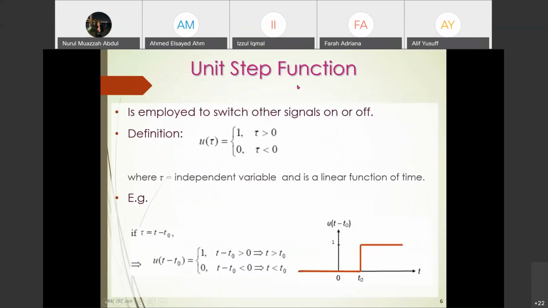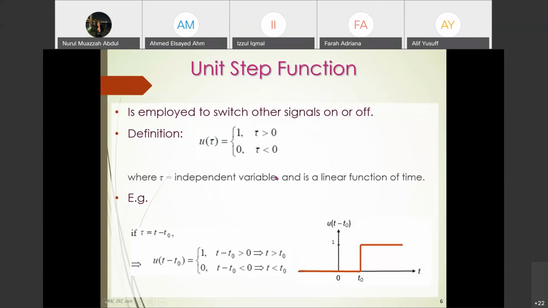Moving on to the first important function. Can you see the whole screen, right? For unit step function, this is the first basic function. When we say unit step, that is why the shape here is like a step, one step of the stairs. So it's employed to switch other signals on or off. By definition, you can also put a tau here as t, doesn't matter. So u(tau) is equal to 1 when tau is bigger than 0, and 0 when tau is less than 0, and tau here is the independent variable and is a linear function of time.